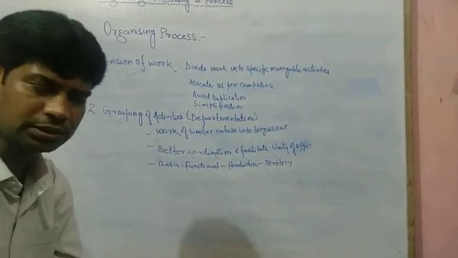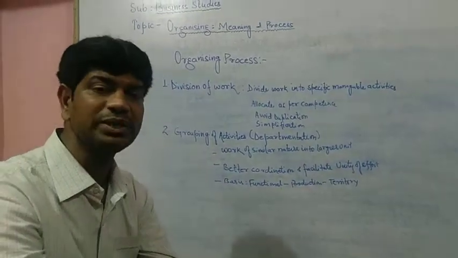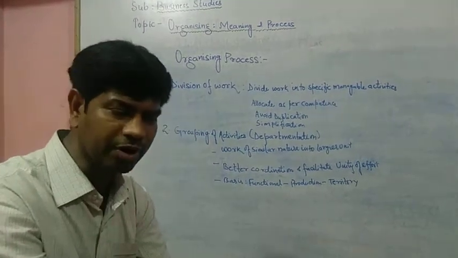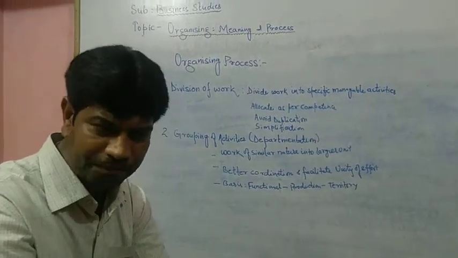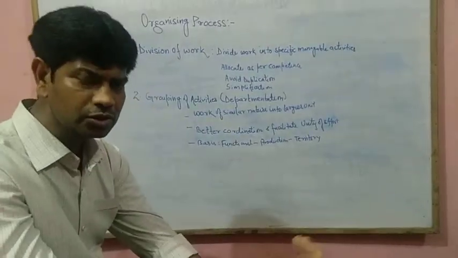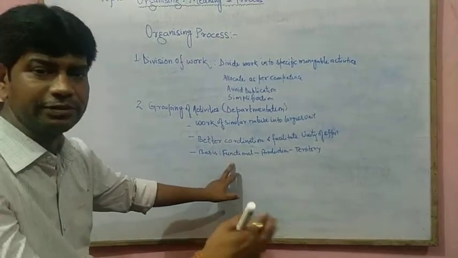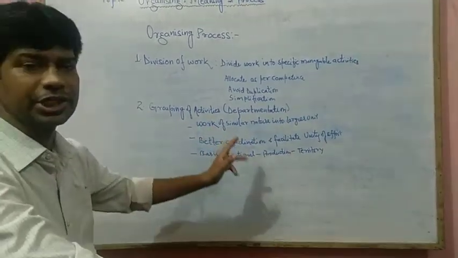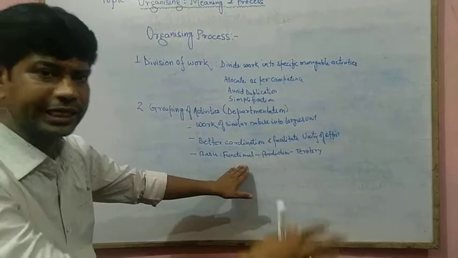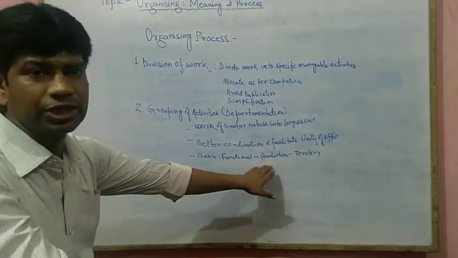For example, in an organization, the activities may be divided on the basis of the functions, like production, like marketing, like sales, like distribution. So there are different functions. So the first classification or first basis of departmentation or grouping is functional. It may be on the basis of function, or it may be relating to production.